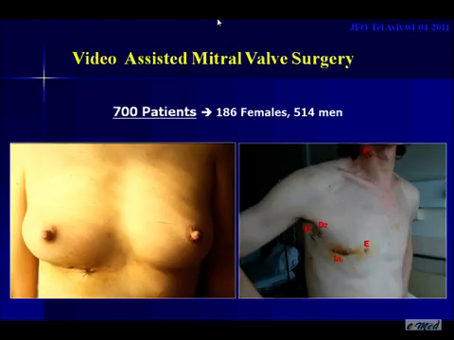Again, now I have in my experience more than 700 patients, mainly females at the beginning, but now all the patients, and it's our routine practice. And you see here, this is the incision below the nipple.